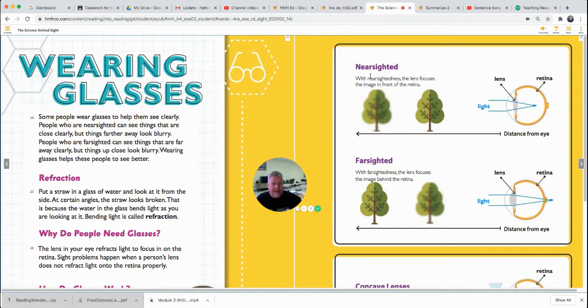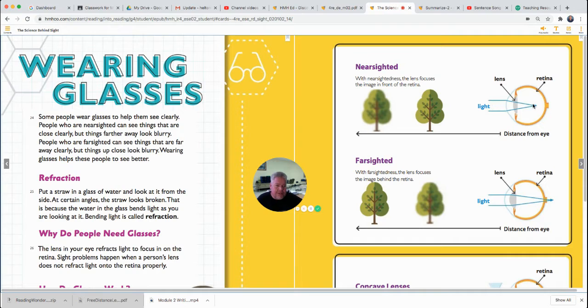If you're nearsighted, the lens focuses the image on the front of the retina. And if you're farsighted, the lens focuses the image behind the retina. So nearsighted, what did it say over here? You can see things close clearly, but things far away look blurry. So that's my eye right there.